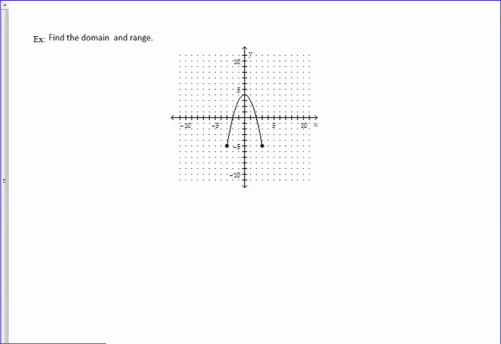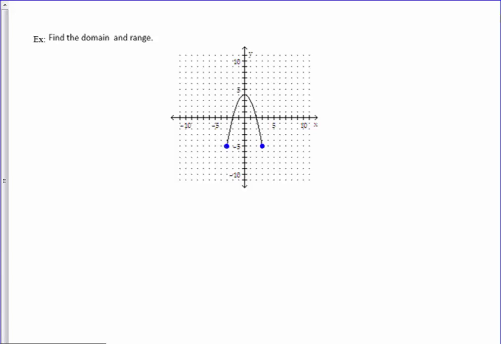This example also asks us to find the domain and range of a graph. This graph is different from the prior example because it's a smooth curve as opposed to just a finite number of ordered pairs. Notice that this graph has what we call closed endpoints. In other words, here and here, those dots are included, or they're closed, meaning that those ordered pairs are included and a part of my graph.